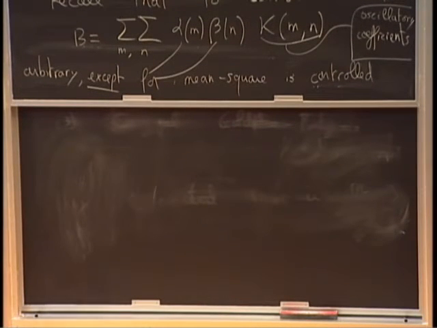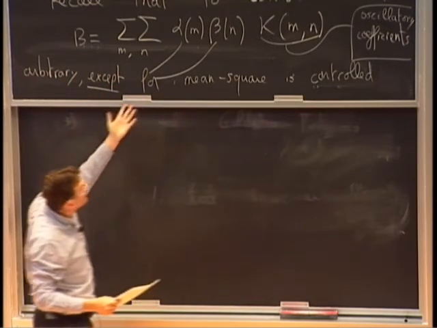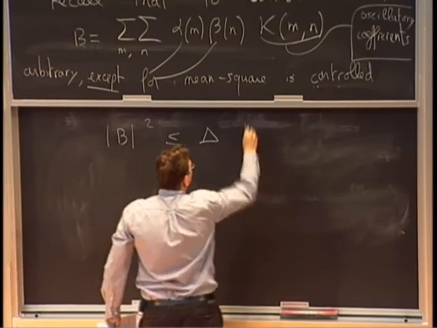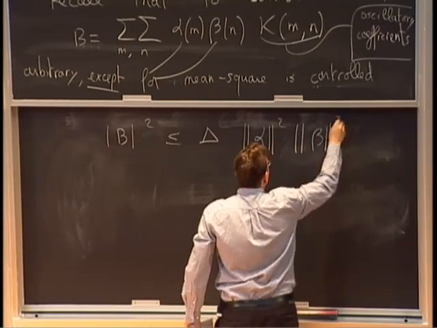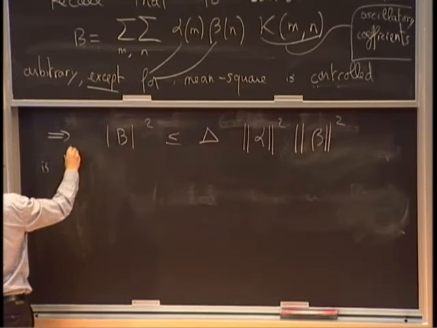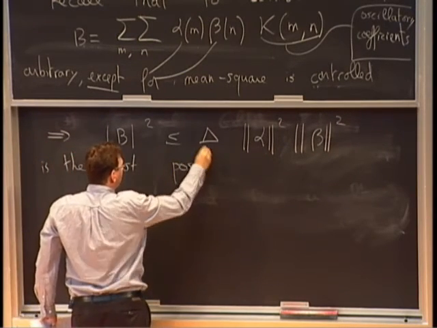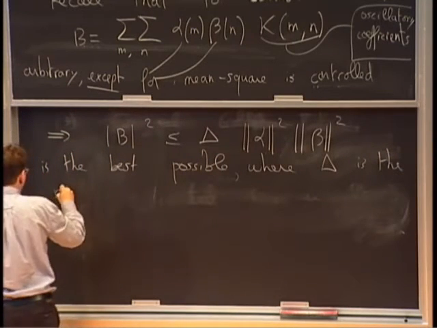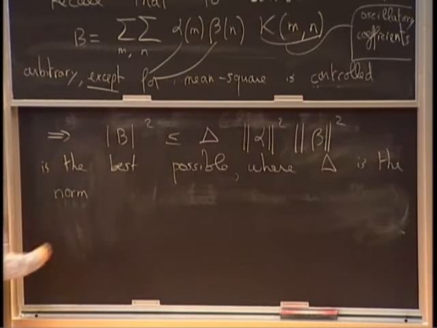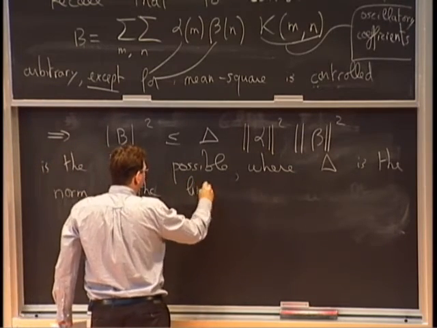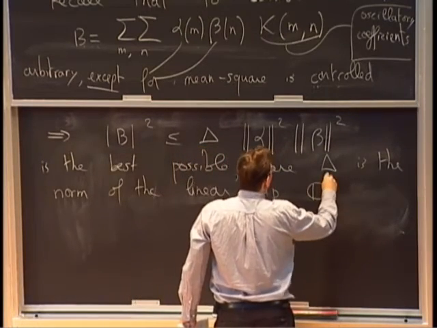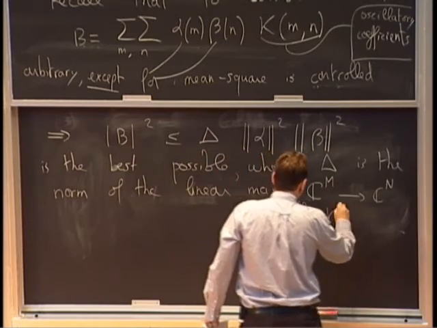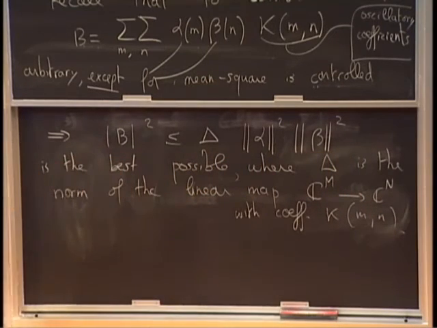Okay, so if you think of this as wanting to get an estimate for B with this type of restriction, well, the only thing you can say is that it's bounded by the norm of the corresponding bilinear form times the norm square of alpha and beta is the best possible, where delta, well, it's not a discrepancy here, is the norm of this bilinear form as a map between two Euclidean spaces, of the linear map with coefficients kmn. If m and n are the lengths of the variables.